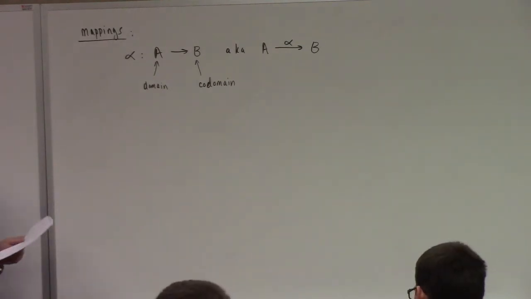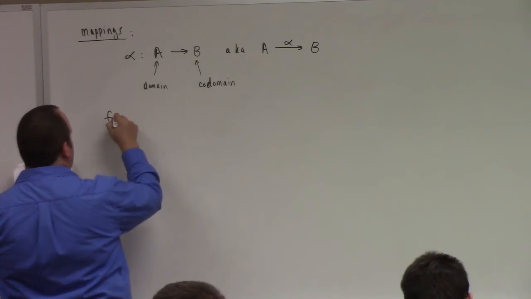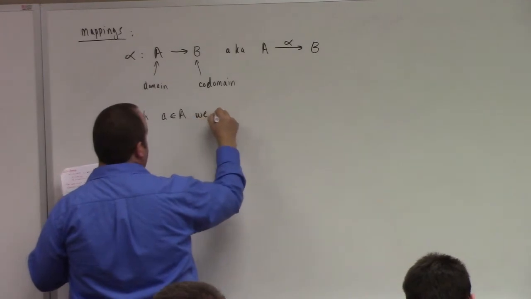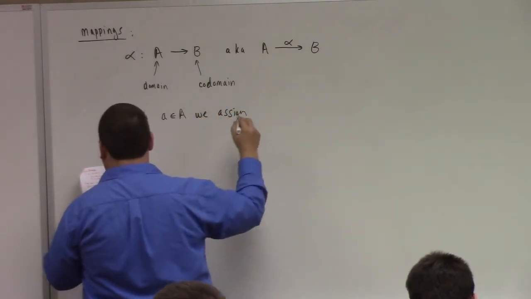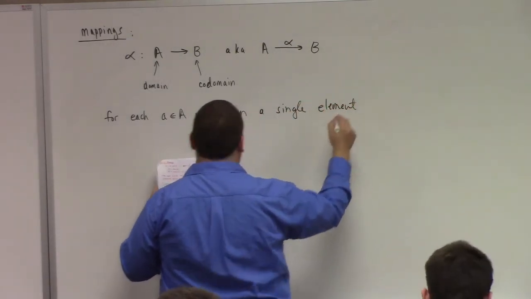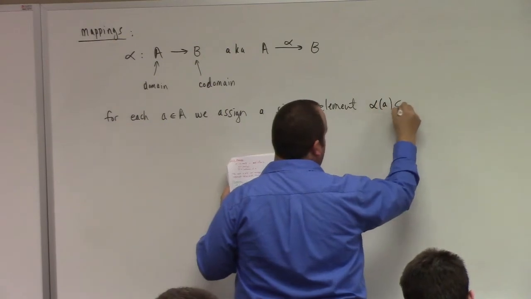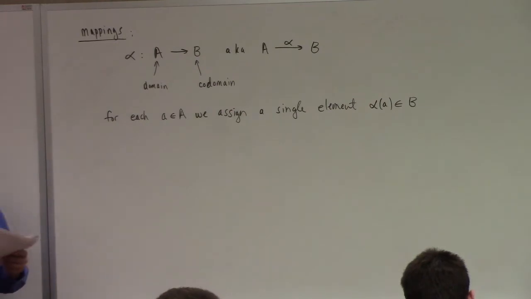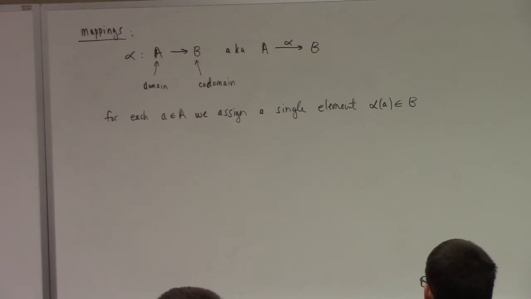So we teach you this slogan in Calculus 1. What is it? For each A in A, we assign a single element alpha of A and B, right? This makes alpha a function or map. So if you read Nicholson, he's like, well, that's okay, but it's kind of circular because assign is really just another word for function. Something like that. I mean, okay, fine.